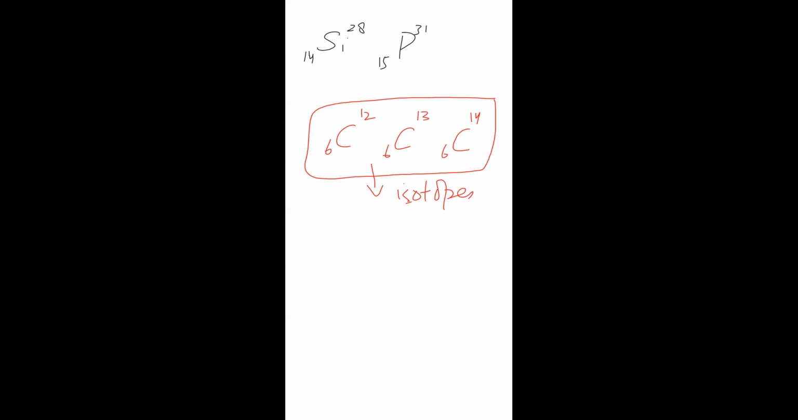Then we have sulfur, atomic number 16, so mass will be 32, isn't it? Then we have chlorine, atomic number 17. Its mass is 35.5. So atomic mass can also be fractional.